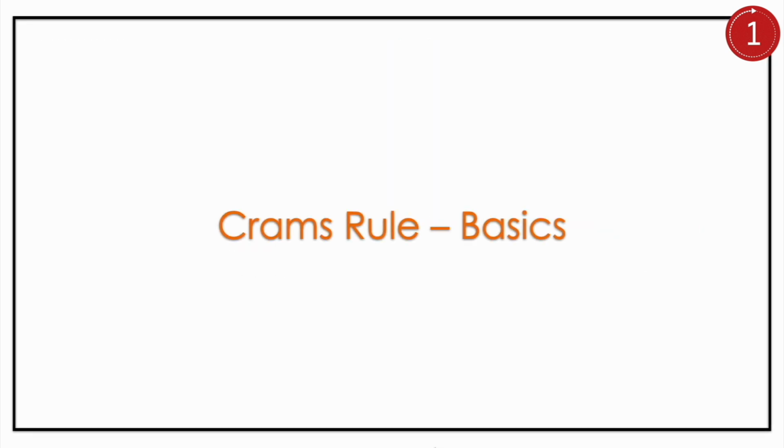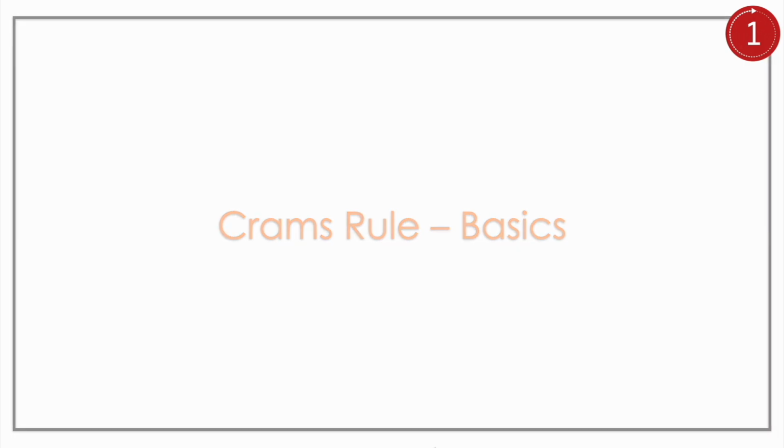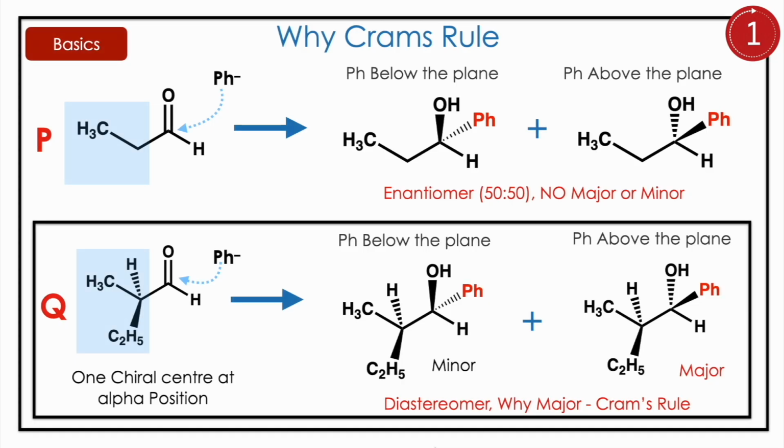Let us see what is Cram's rule, what are the basics behind it, the mechanism, and the trick to identify the product. First, let us understand why we are using Cram's rule. Suppose you have a ketone, and you are attacking the carbonyl with a nucleophile. It is a nucleophilic addition reaction. The attack can be from above and below. Clearly, you end up with enantiomers, that is 50% and 50%. There is no major or minor.